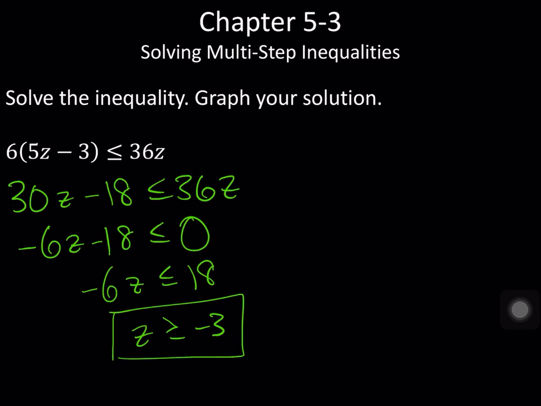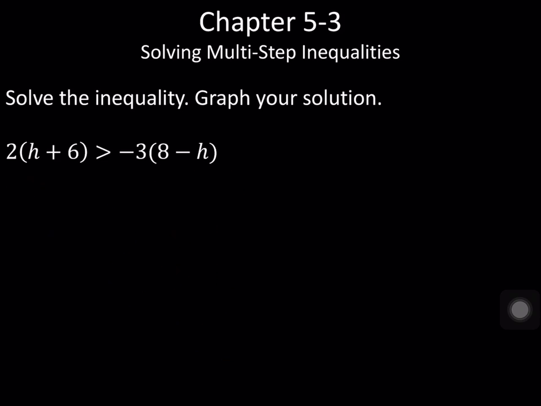One more for you. This one has several distributions. All the rules stay the same. Ready, go. 2h plus 12 greater than negative 24 plus 3h. Some of those little distribution pieces is going to be the thing that trips up some of us, so you got to pay attention to distributing.